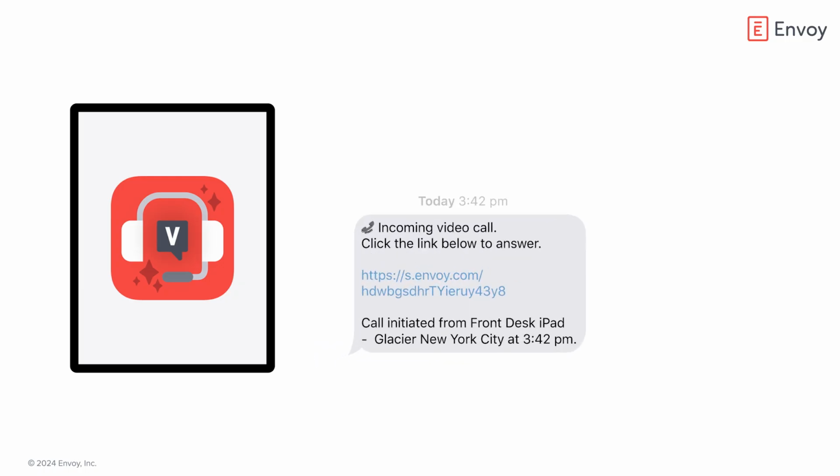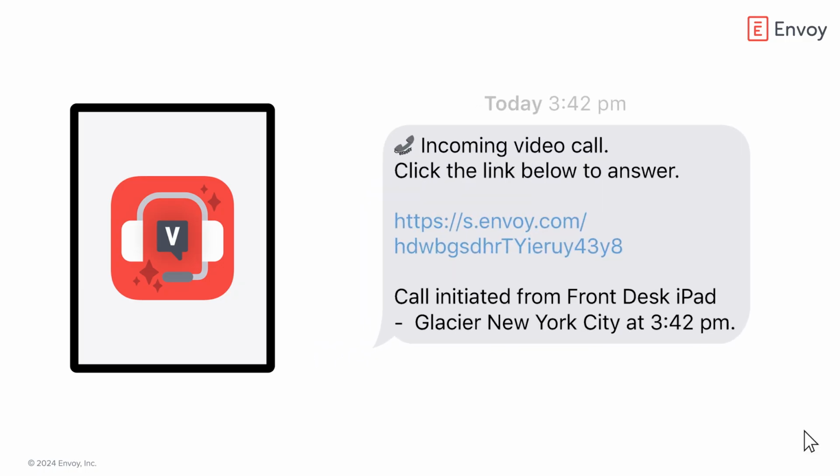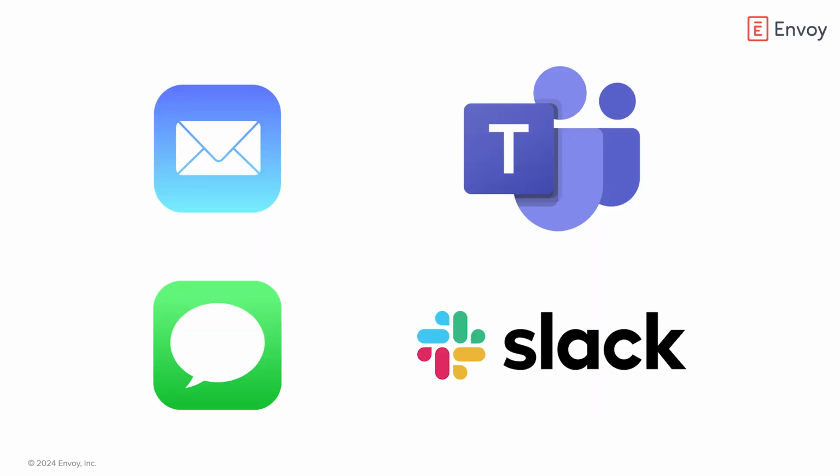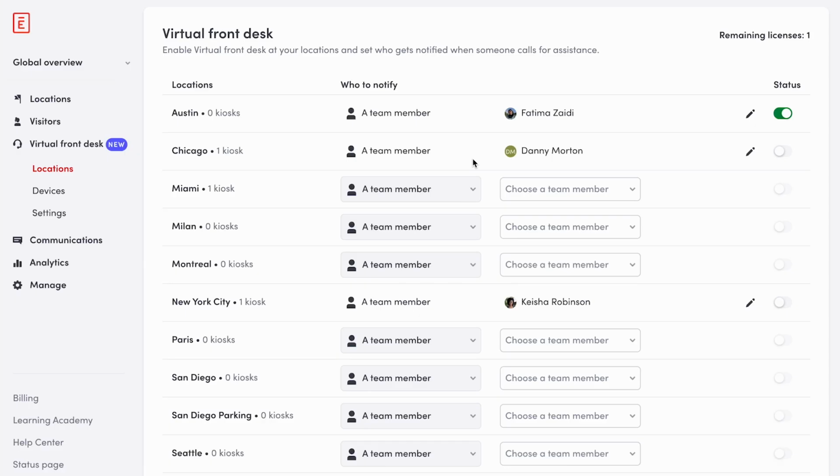This decides which member of your team will receive the call link to connect them to the kiosk. You can choose from a single team member, Slack channel, or Microsoft Teams group chat. For now, let's choose a single team member.